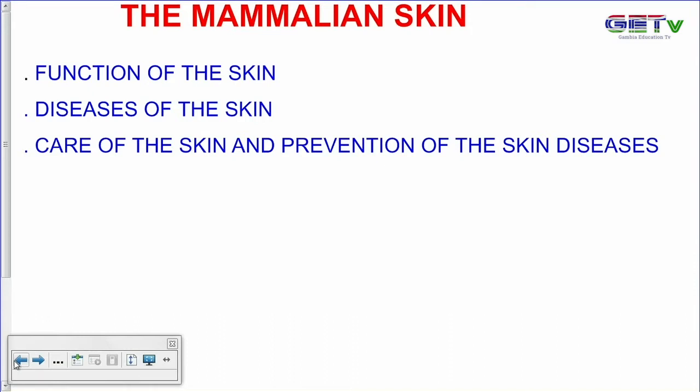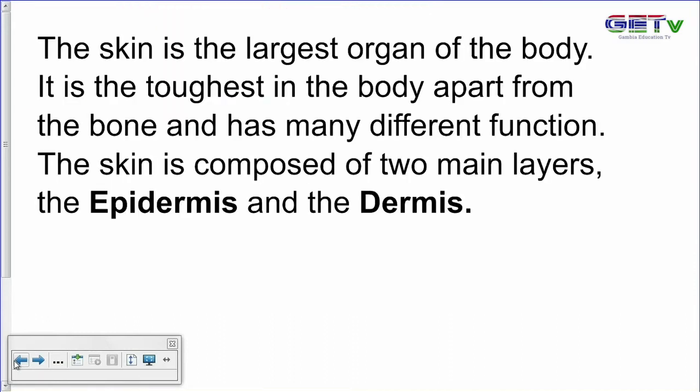The skin is very important in our bodies, and it's one of the largest organs of the body. Okay, we say the skin is the largest organ of the body. It is the toughest apart from the bone. And the skin is made up of 2 layers, and these layers are the dermis and the epidermis. The epidermis is the outer part of the skin, whereas the dermis is the inner part of the skin.